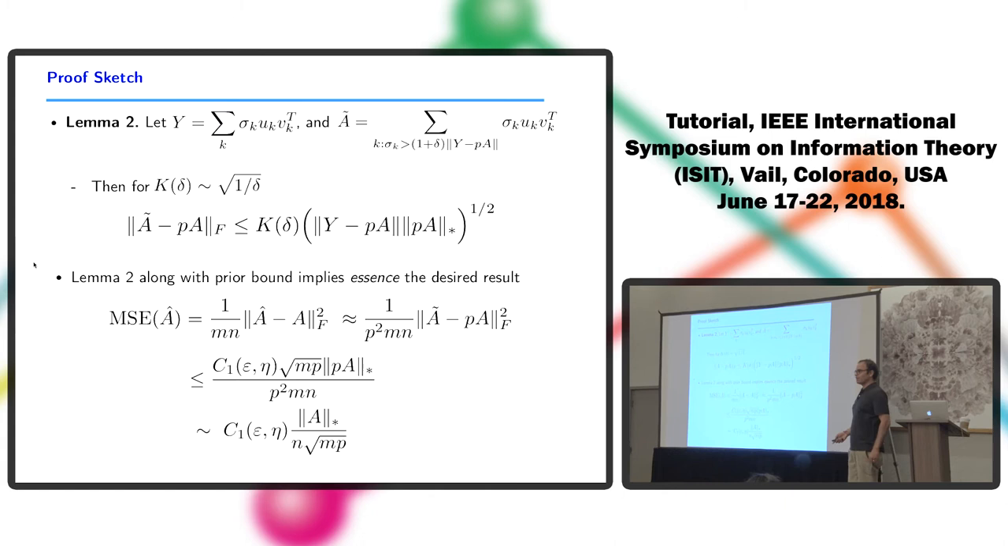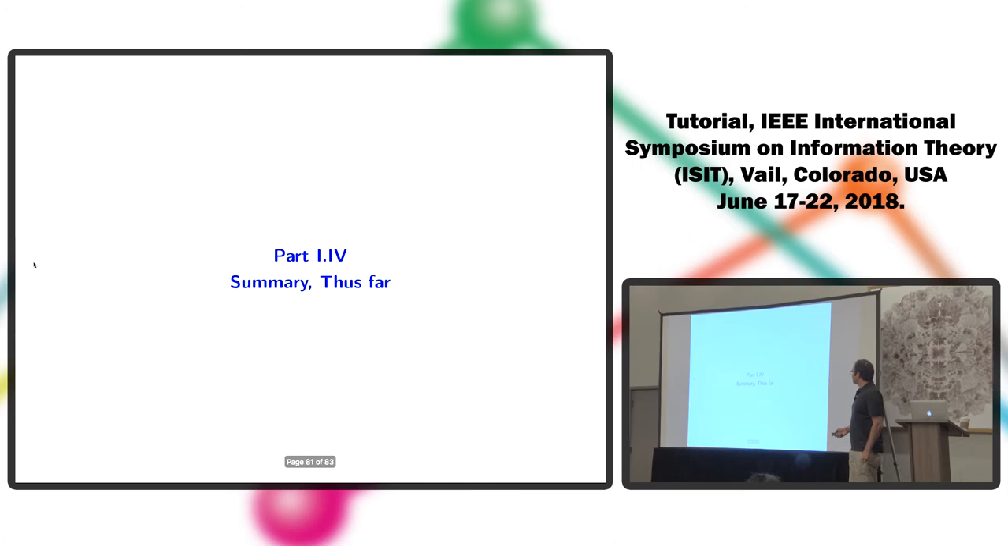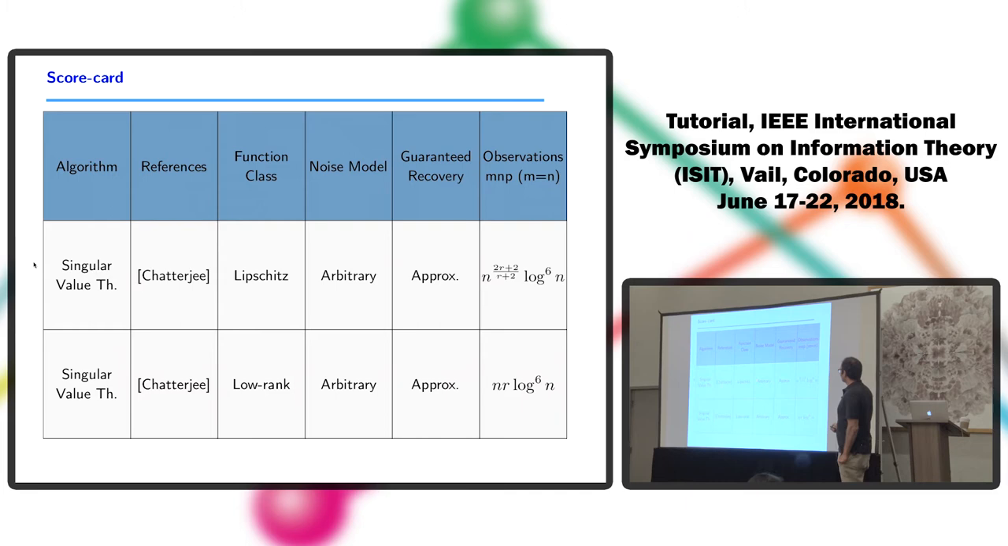Just to summarize what you have seen so far, this is part one. We have gone through algorithms, function class, noise model, guaranteed recovery, and observation. We're going to keep this scorecard, and we'll keep populating it as we go along. Why a scorecard? Because this is our score. The smaller this is, the better it is.